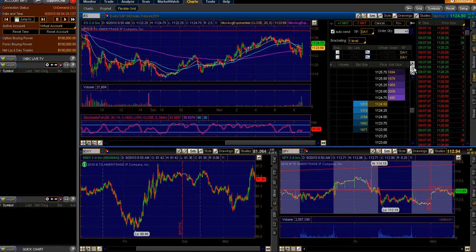Reading the tape is absolutely fantastic. You can literally see the market, and that's essentially what trading is. You have a huge edge.